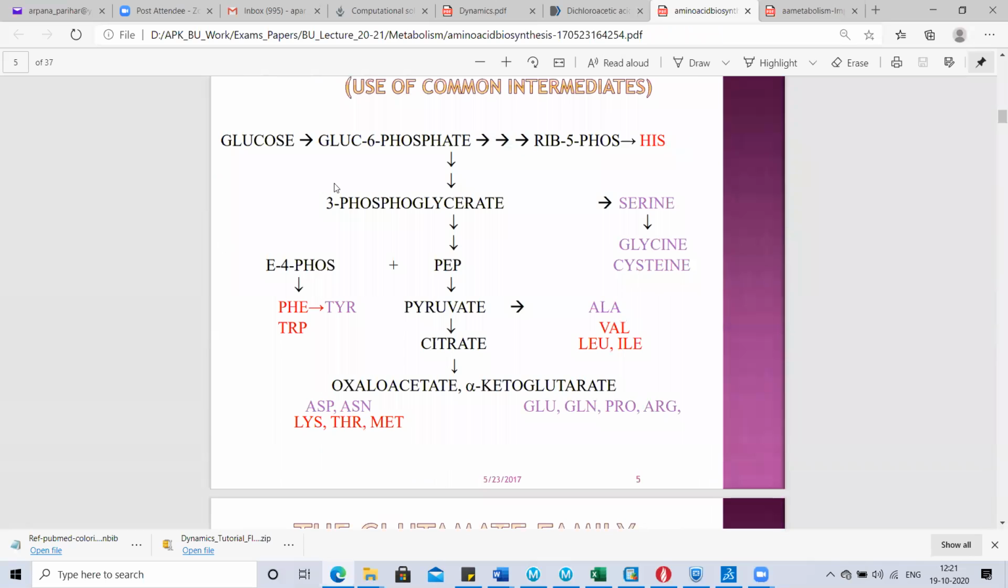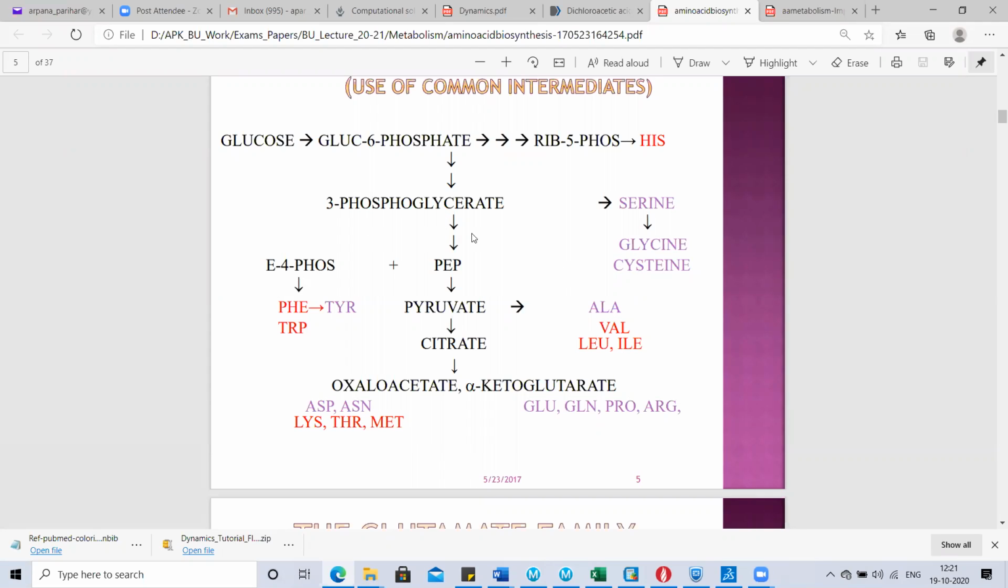Glucose, we all know about that, is converted into glucose 6-phosphate, and then glucose 6-phosphate enters the pentose phosphate pathway to produce ribose 5-phosphate. This ribose 5-phosphate is involved in the synthesis of histidine. Glucose 6-phosphate can also lead to generation of 3-phosphoglycerate, as we saw just before this class, and this 3-phosphoglycerate can generate serine. Serine can be converted into glycine, and glycine is involved in the synthesis of cysteine. So this is the serine family.